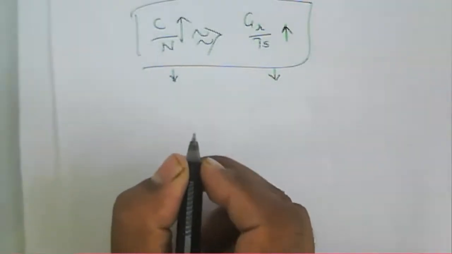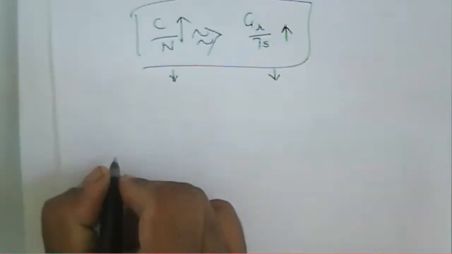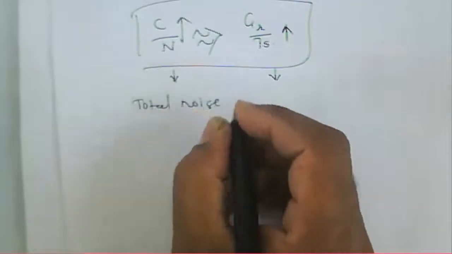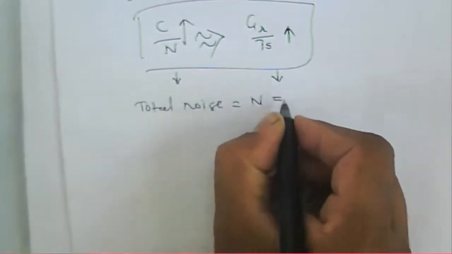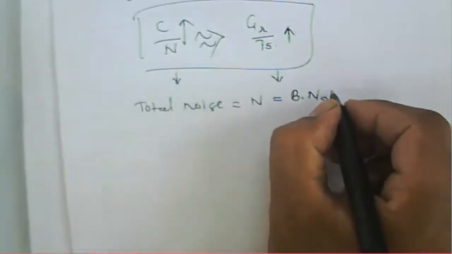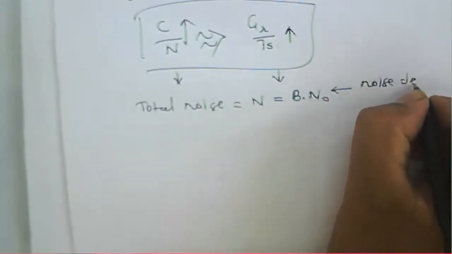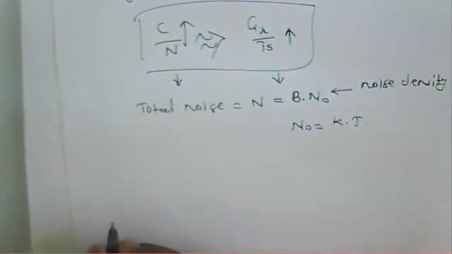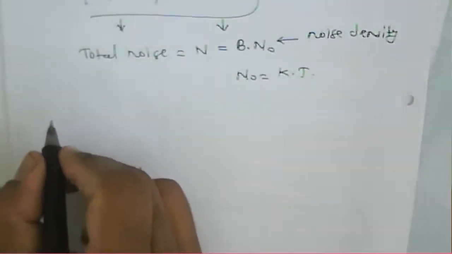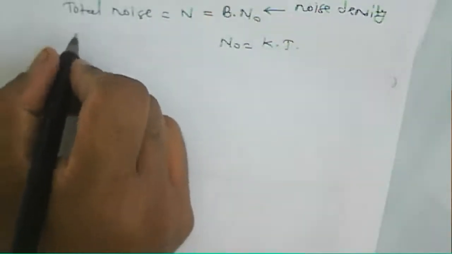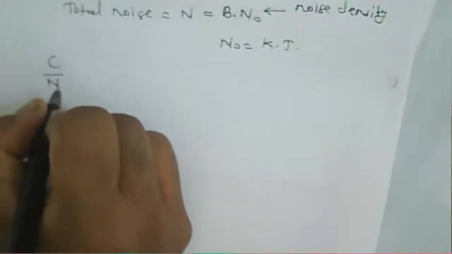So we can eliminate the bandwidth term here, and we can write in terms of the total noise. The total noise N is equal to B into N0, and N0 is nothing but the noise density, and that N0 is equal to KT here. Okay, N0 is nothing but KT here. So in that case, we can write the C by N ratio as C by N0.